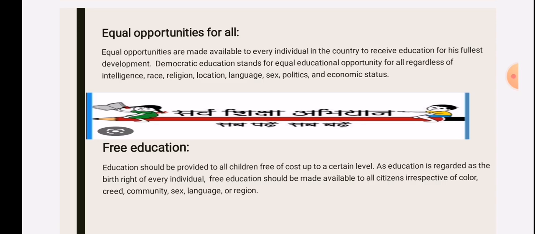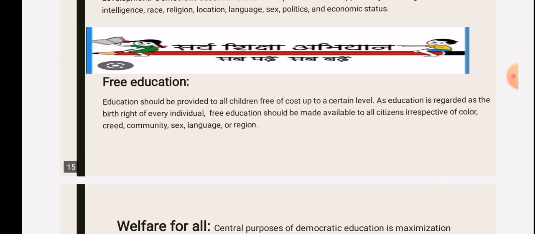Equal opportunity for all means democratic education stands for equal educational opportunity for all, regardless of intelligence, race, religion, location, language, sex, politics, and economic status. When we give an education program, we should not discriminate against students on the basis of sex, language, location, religion. So we should give education in an equal manner.